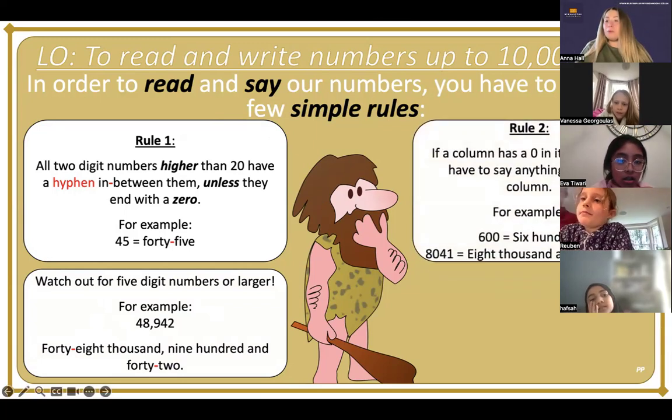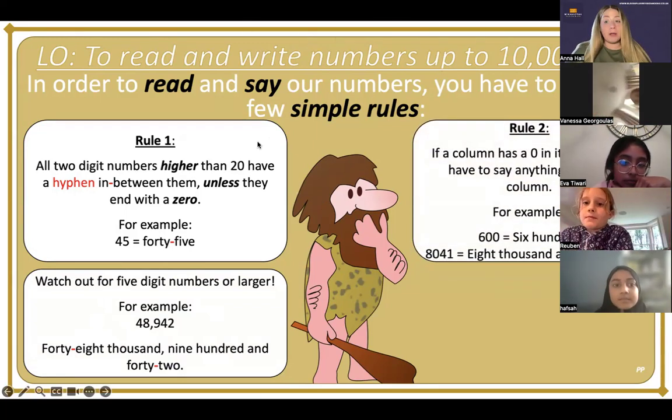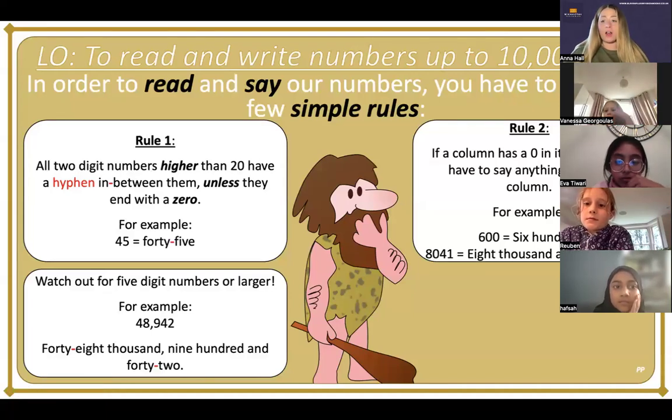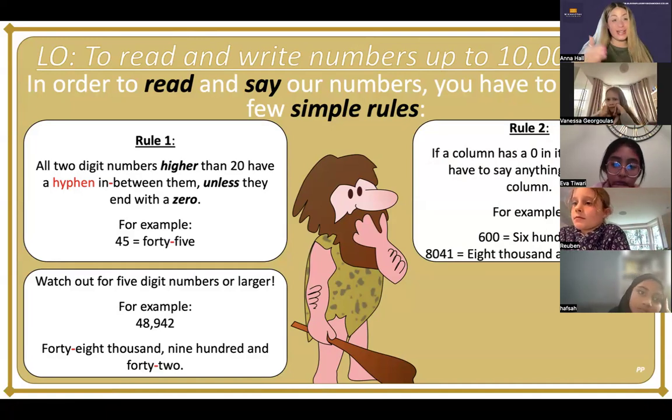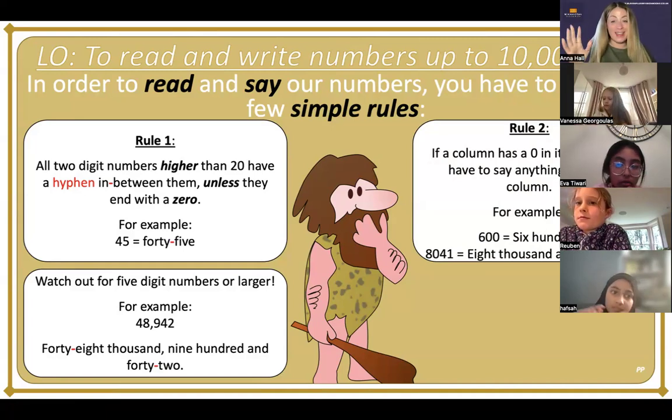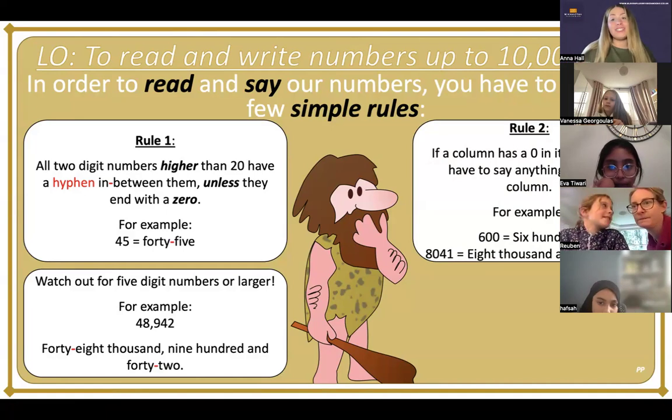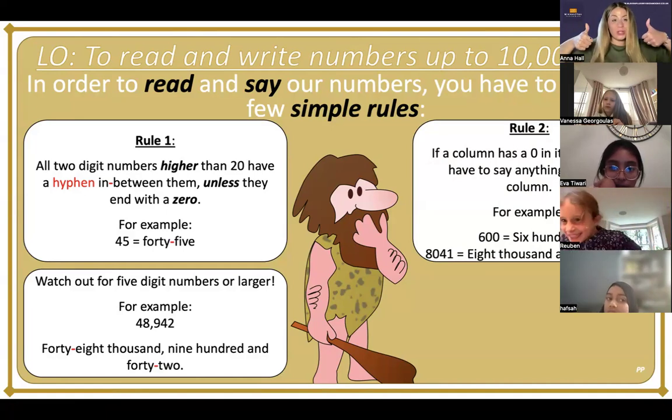So rule number 2. If a column has a 0 in it, you do not have to say anything for that column. For example, 600 is just 600. We have no tens, we have no ones. We don't need to say that. 8,041, we have nothing in the hundreds column there, so we don't need to say anything. So it's just 8,041. All good so far?